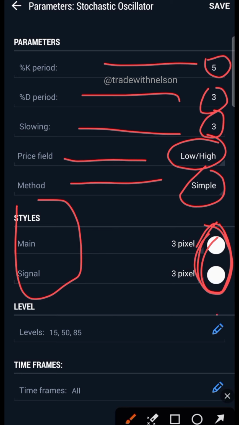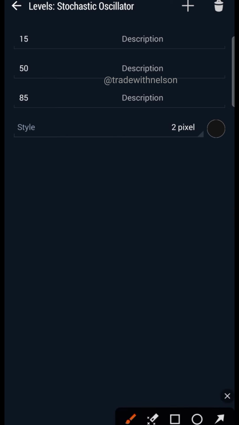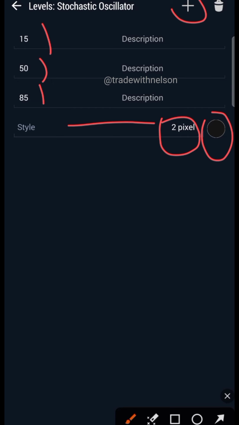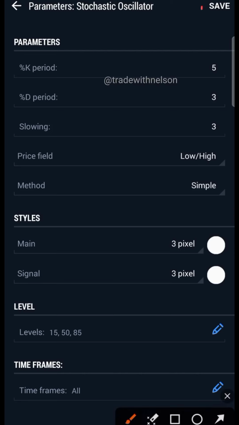To select levels, click on this pen icon, click on this add to add level, type 15, 50 and 85. Then style, make it pixel of your choice and select color of your choice, but here I'm using black. Click on back, then click on save.